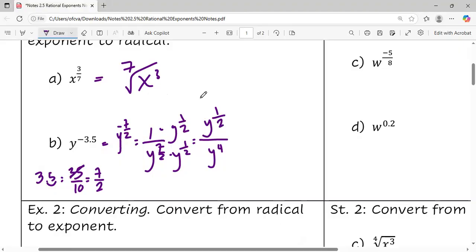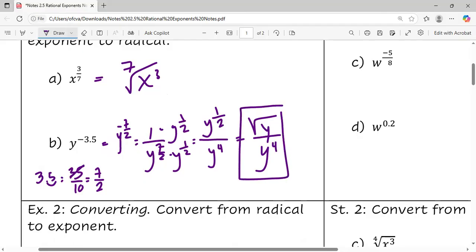Any base to the 1/2 becomes a square root. So this is basically the square root of y over y to the 4th. There we go. And that's your final answer for that one.